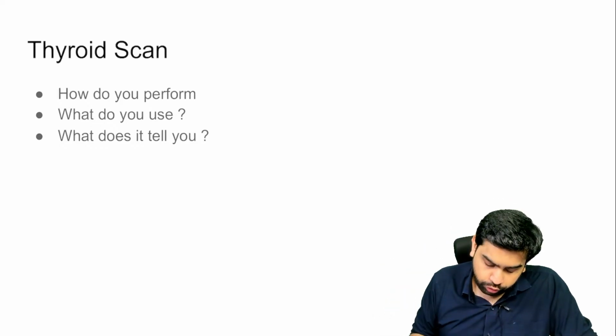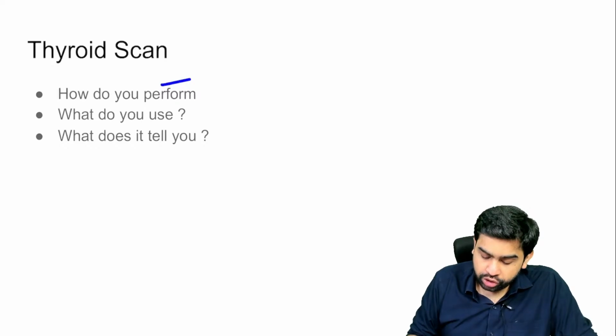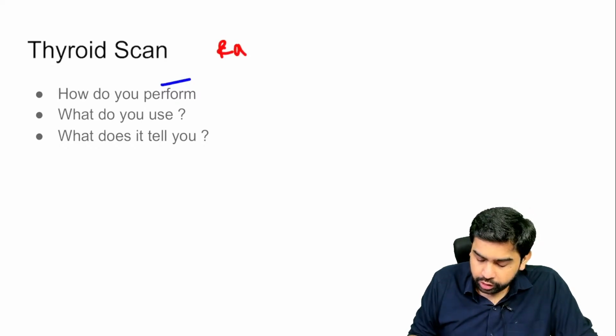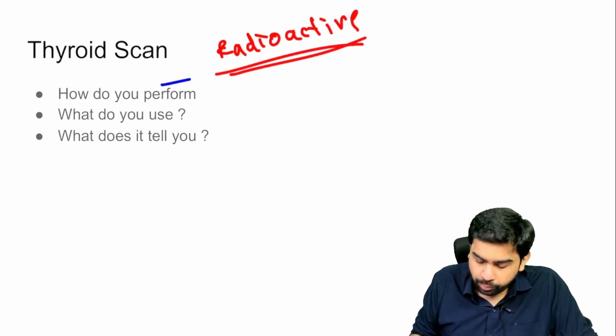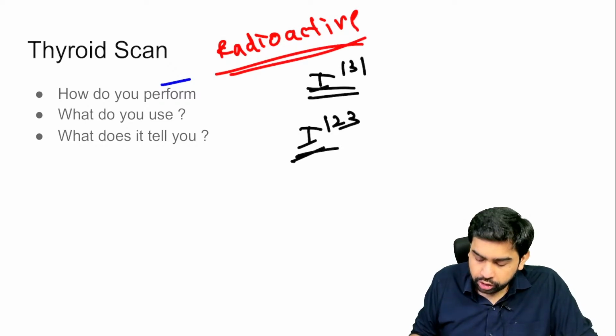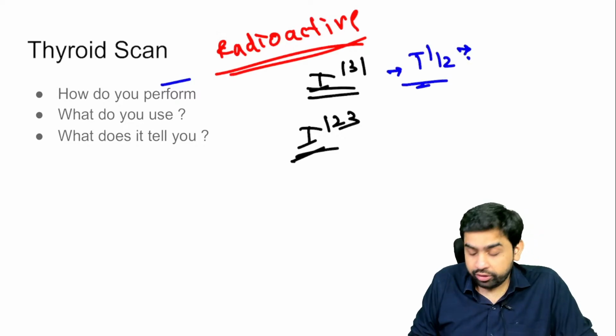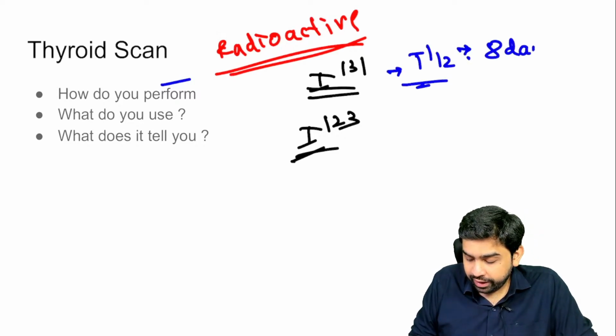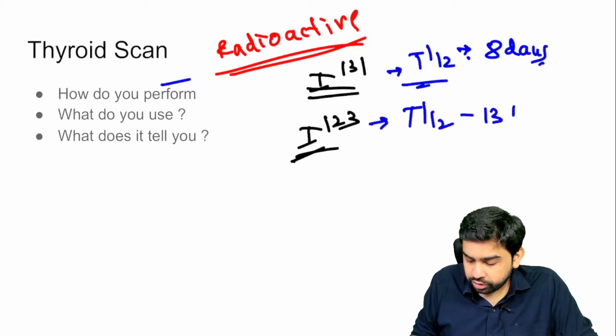Okay, so how do you perform it? You basically give the patients a radioactive iodine. So what is this particular radioactive iodine? The two things you have to remember over here are iodine 131 and iodine 123. What is the T half of iodine 131? The T half of iodine 131 is 8 days, and for iodine 123 it is 13 hours.